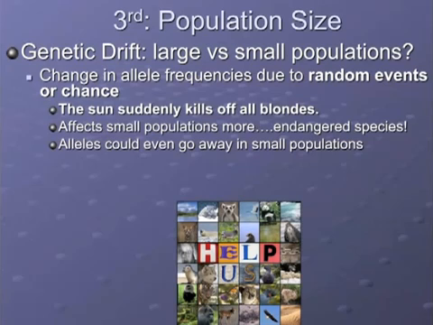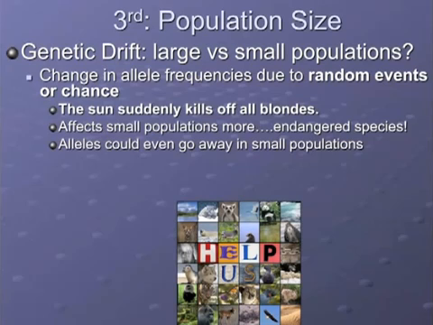Then there would be no blondes and no blonde allele, or very few blonde alleles, because only the heterozygous would have that blonde allele. So it affects small populations more because there's just fewer of them. It's kind of like if you had a class size of 10, and a whole bunch of you did really well on a test, but 2 of you did really poorly, that would bring down your entire class average a lot more than if there were 50 of you in the class and 2 of you did poorly. The class average wouldn't be affected as much. Same idea in small populations.